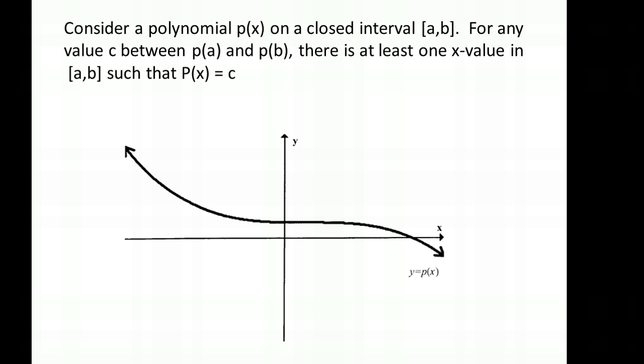Alright, so here it is. There's a and there's b, our closed interval. And we're going to find p of a and p of b. Okay, the intermediate value theorem says that if you find any y value between p of a and p of b, that x value is guaranteed to lie between a and b. And you're guaranteed to have at least one. You could have more, but at least one. That's the theorem.